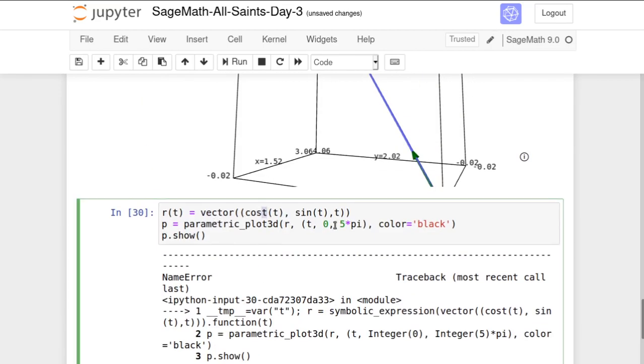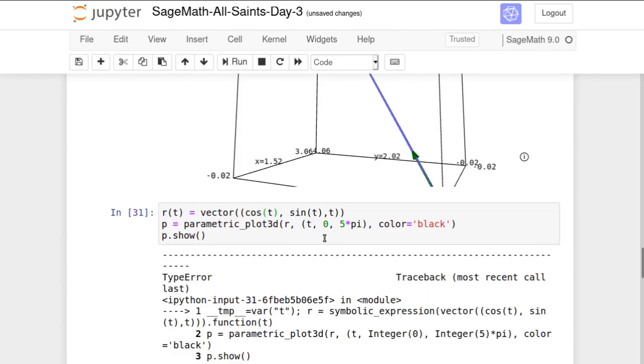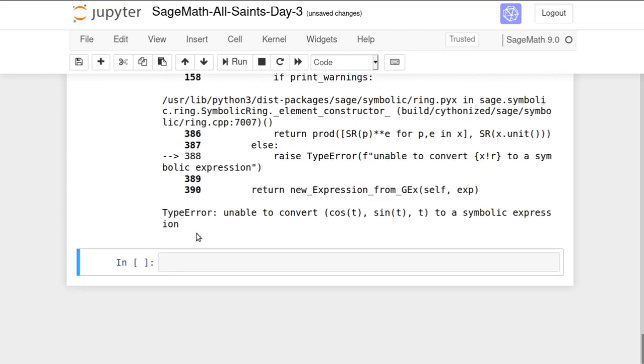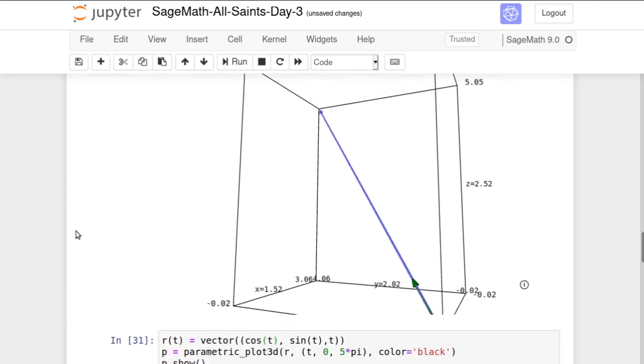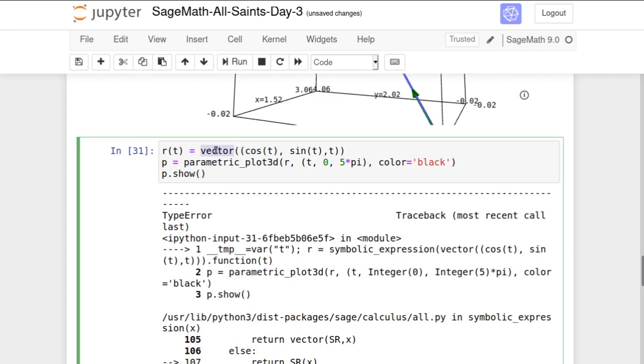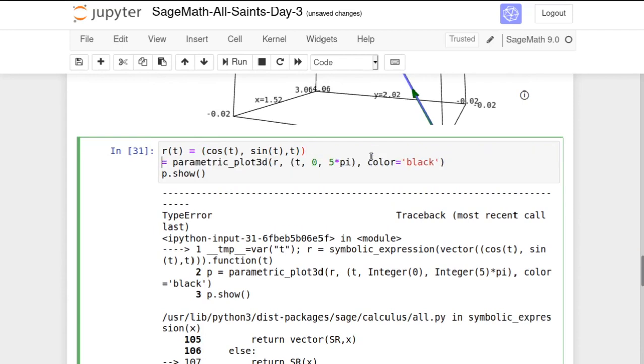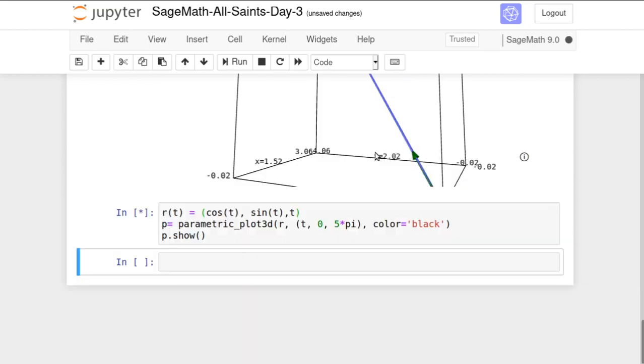Parametric plot 3D of r of t within this range. Okay, cos t is not defined. Sin t. Okay, the symbolic expression is not able to convert. So instead of the vector command, we will just use a three-tuple, just like this. The vector command is now removed. The vector command can be used only if you are using concrete numbers; you cannot use functions there. That's the problem here.